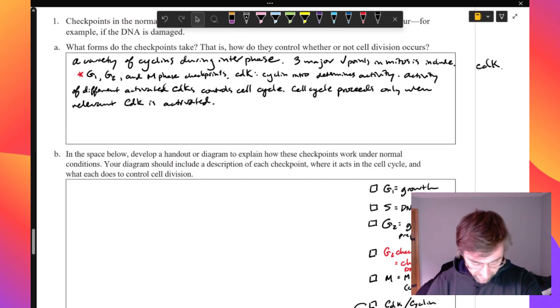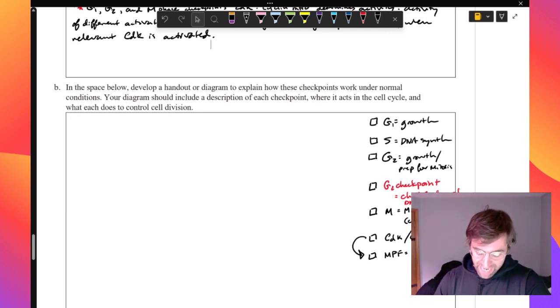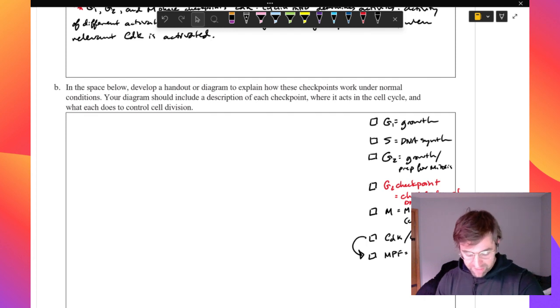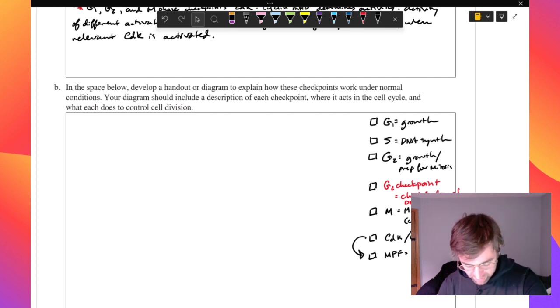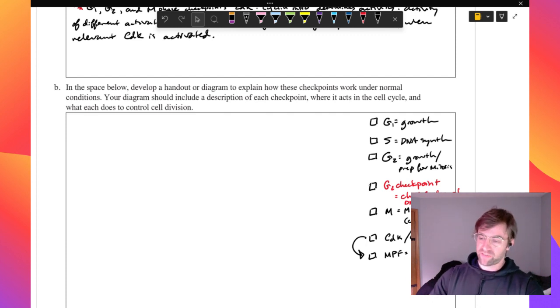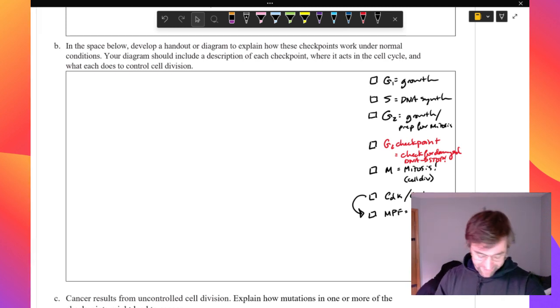Cool. In the space below, now we're going to get a little more visual with this. Develop a handout or a diagram to explain how these checkpoints work under normal conditions. Your diagram should include a description of each checkpoint, where it acts in the cell cycle, and what each does to control cell division. I've given myself a little checklist as we go here with some reminders for myself. We're going to start with G1 phase. This is the growth phase of the cell cycle.